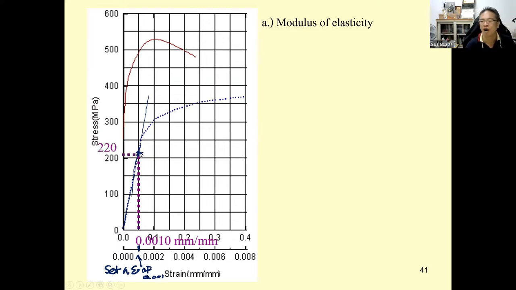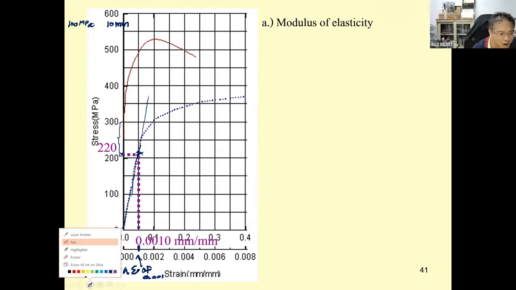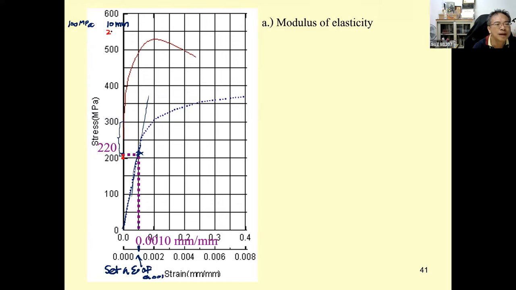When it cuts the curve, you just draw the horizontal line, and you compute this value. For example, you measure from this to this, from 200 to 300. That is going to be 100 megapascal. And then you get it for 10 millimeter. Use your ruler or protractor, and then you measure this small difference here. If you measure this one for 2 millimeter, it's going to be 2 times 100 divided by 10. That is going to be 20 megapascal, and then that is going to be 220.